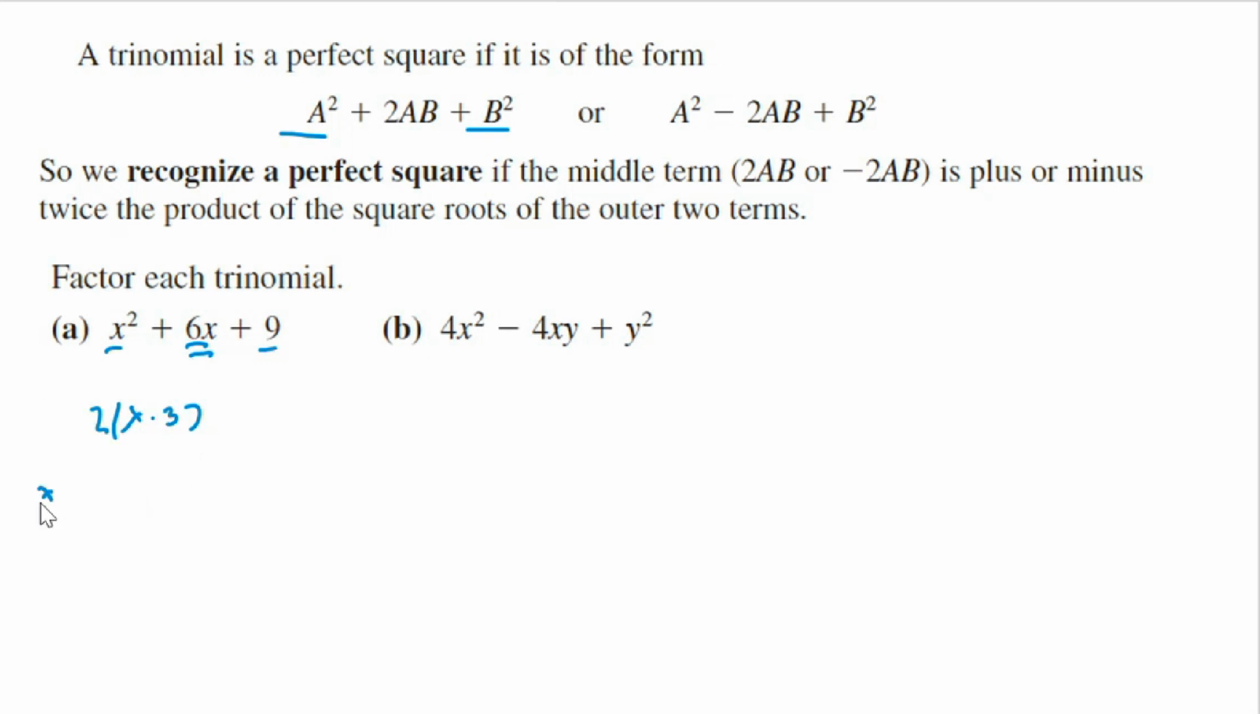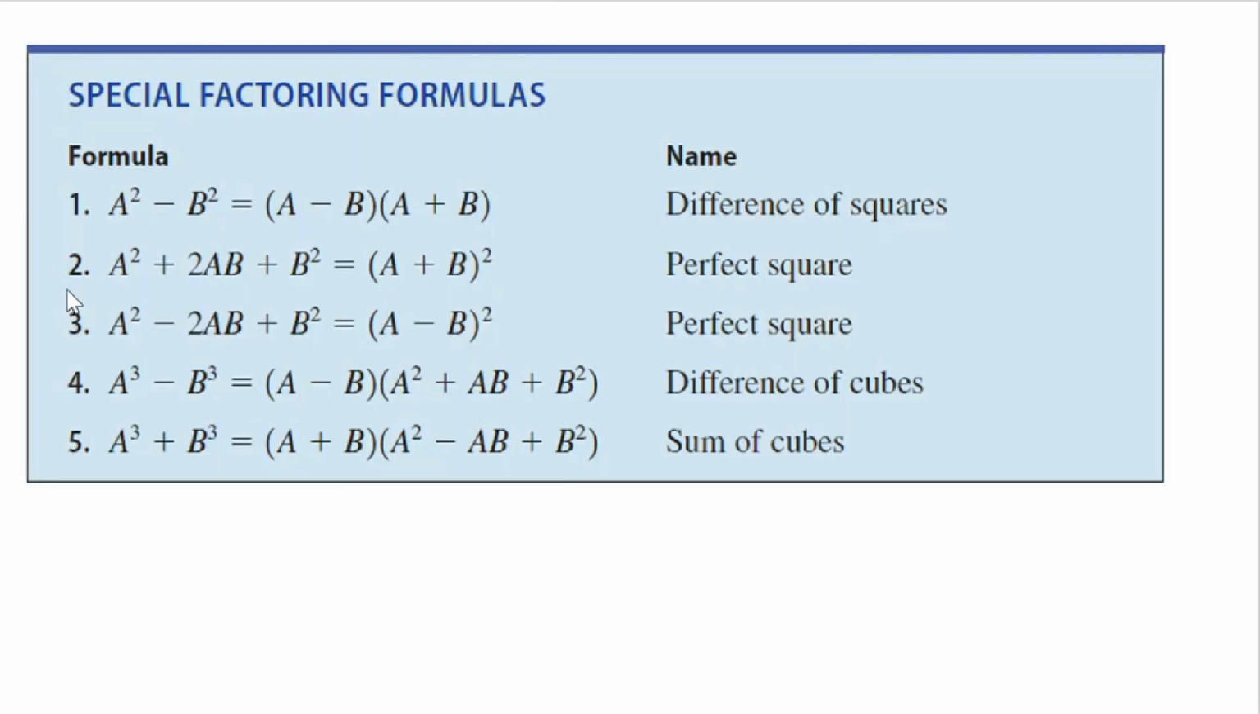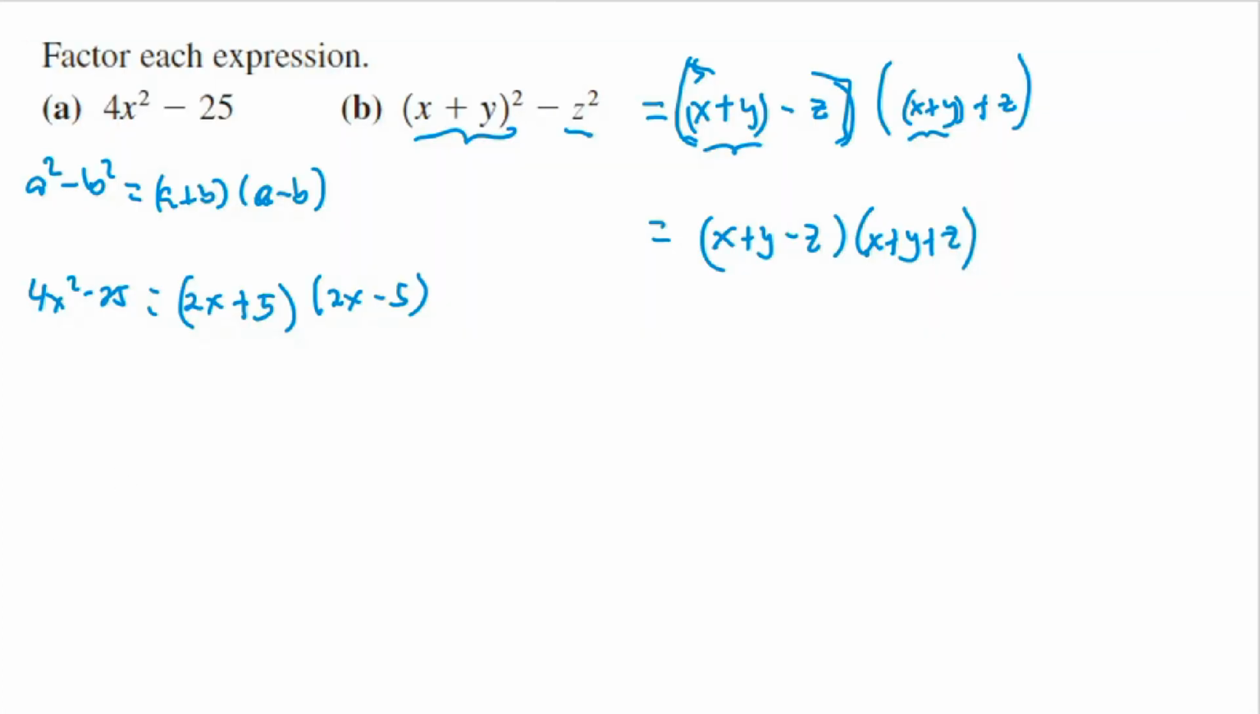So therefore, x squared plus 6x plus 9, whose factor now becomes x plus 3, the square. As you can see here, this is the perfect square trinomial whose factor is a square of a binomial. Let me show you again. That is now in number 2. So a squared plus 2ab plus b squared, whose factor is the square of a binomial. And that's what I did here.